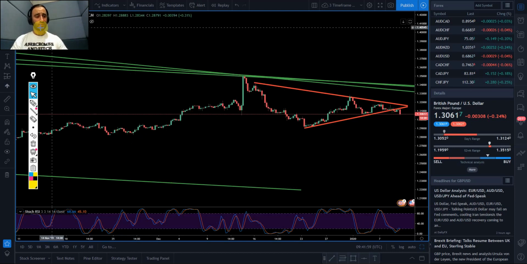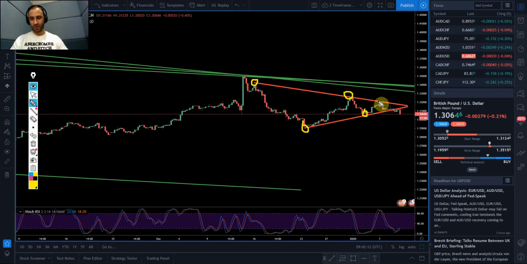That's happening in cable. So I've got a 4-hour chart here, and you can see that I've connected some points here where it's indicating a symmetrical triangle right there. And you can see here, it looks like it's broken it.